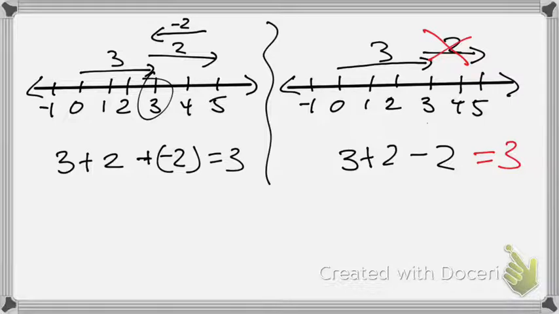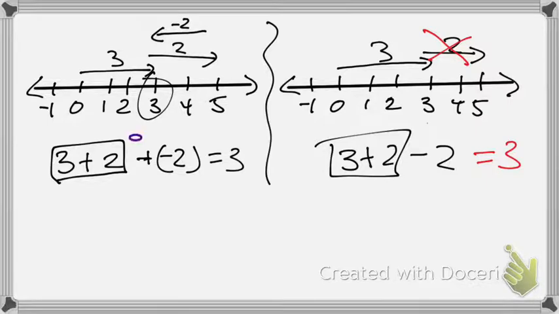So both problems, my answer was 3. And both problems start off the same way, right? We got 3 plus 2. We got 3 plus 2. But what was the difference? In the first problem, it was plus -2. That means I went back 2. In the second problem it's minus 2. That means instead of going back 2, I took away that 2 that went forward, right? So it looks different here, right? But what was the result? The result was the same answer. It was both 3. 3 is the answer in both problems, right?